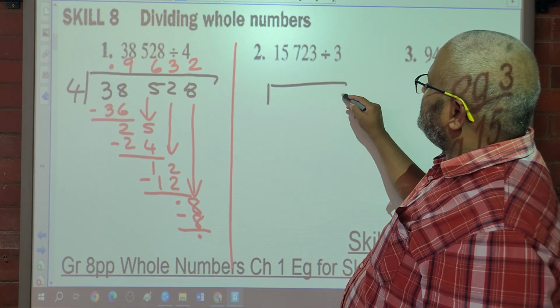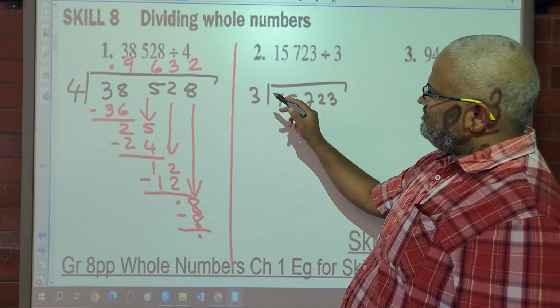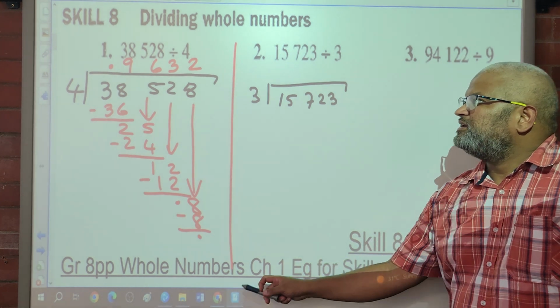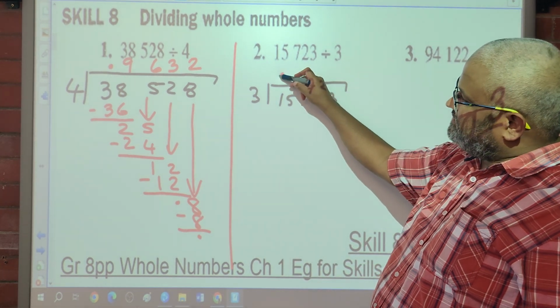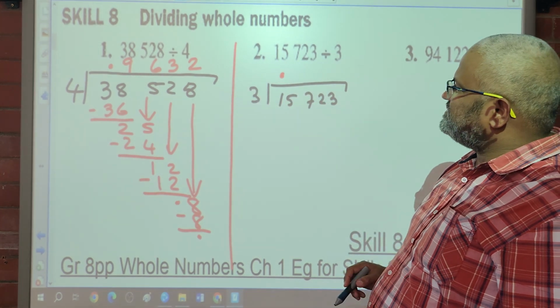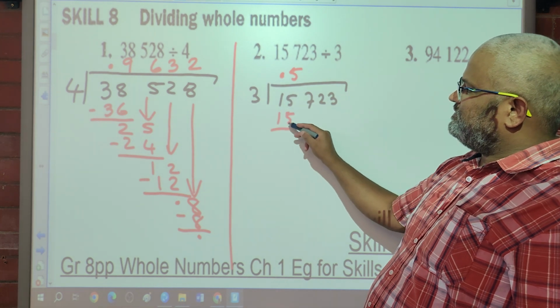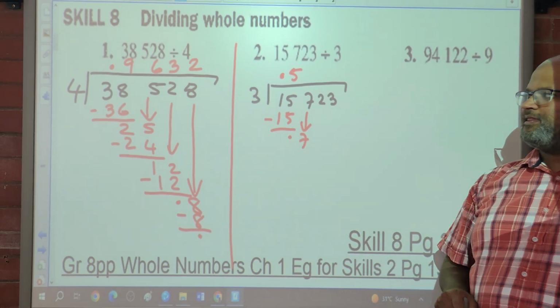The next number is 15,723 must be divided by 3. Can 3 go into 1 without remainder? Can 3 go into 1? No. The number is now 15. 3 goes into 15 how many times? 5 times 3? 15. Subtract again? 0. Bring down?